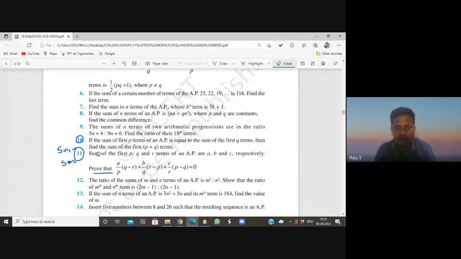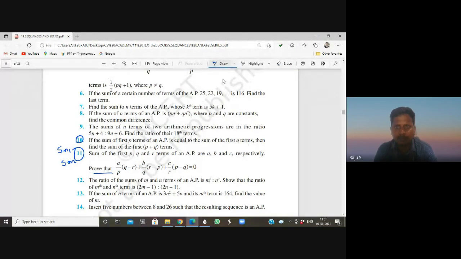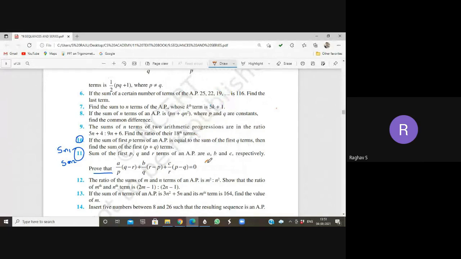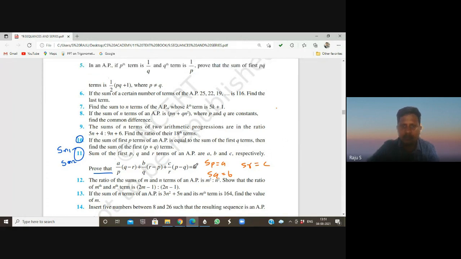Everything is given: the sum of the first p, q, r terms of an AP. Sp is equal to a, Sq is equal to b, and Sr is equal to c. These are all in AP. After that, we have to prove that this value is equal to 0. You can try to do this question, students. I'm giving this as homework.